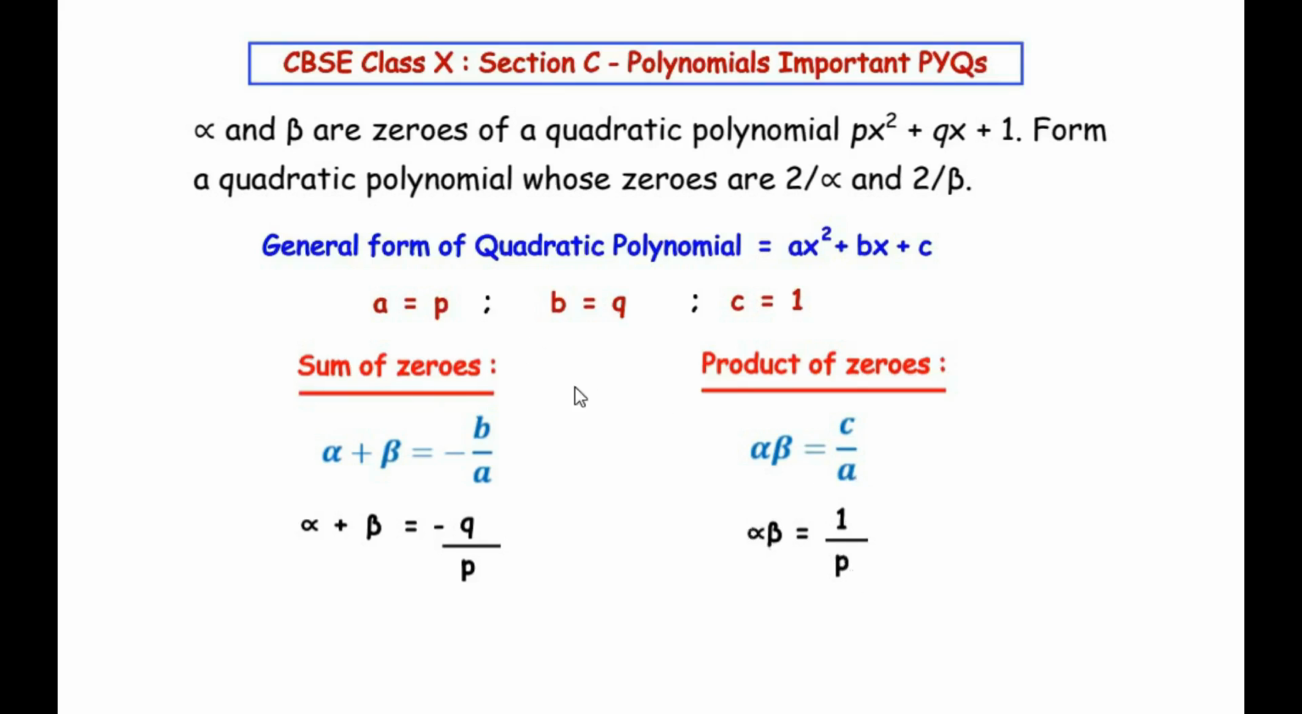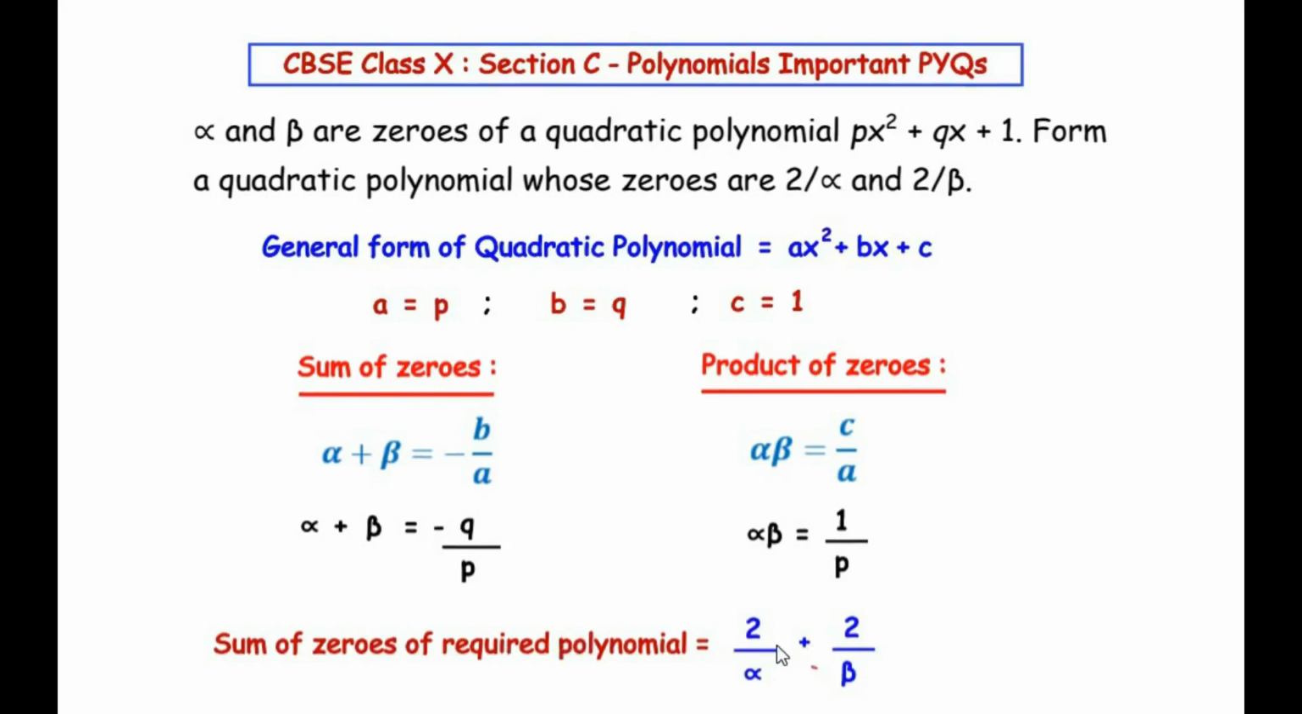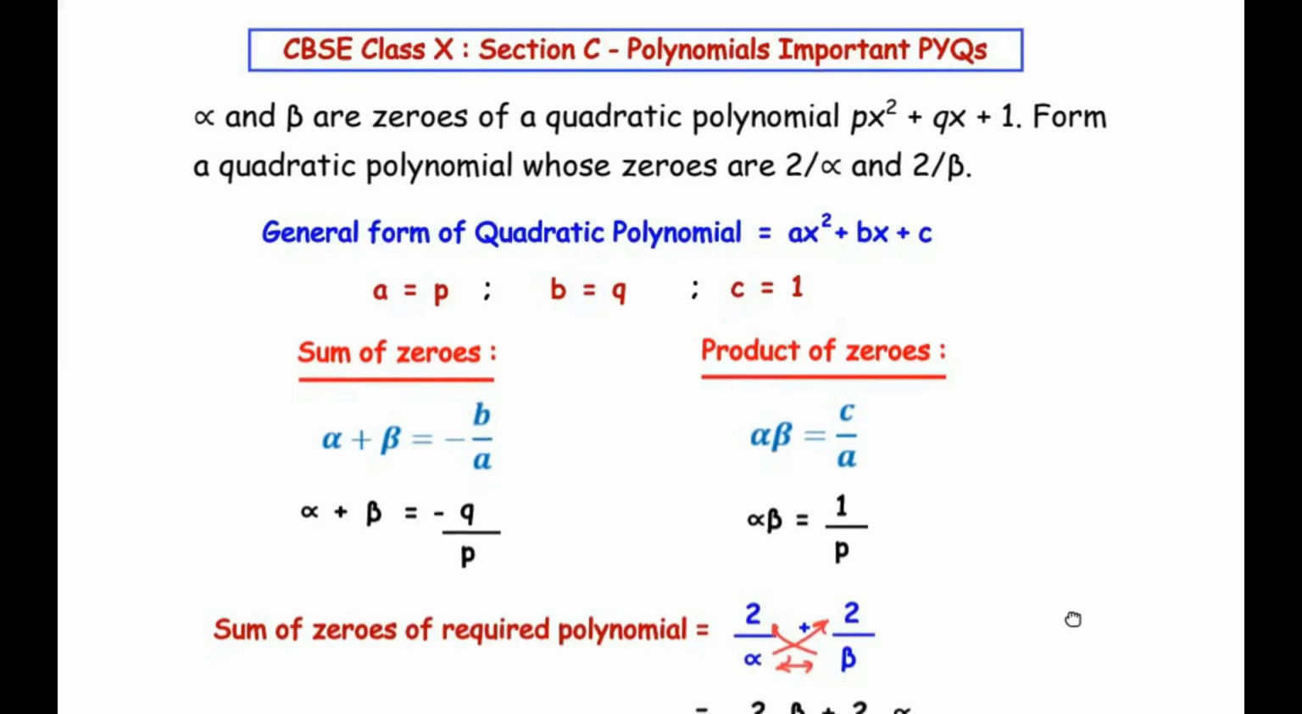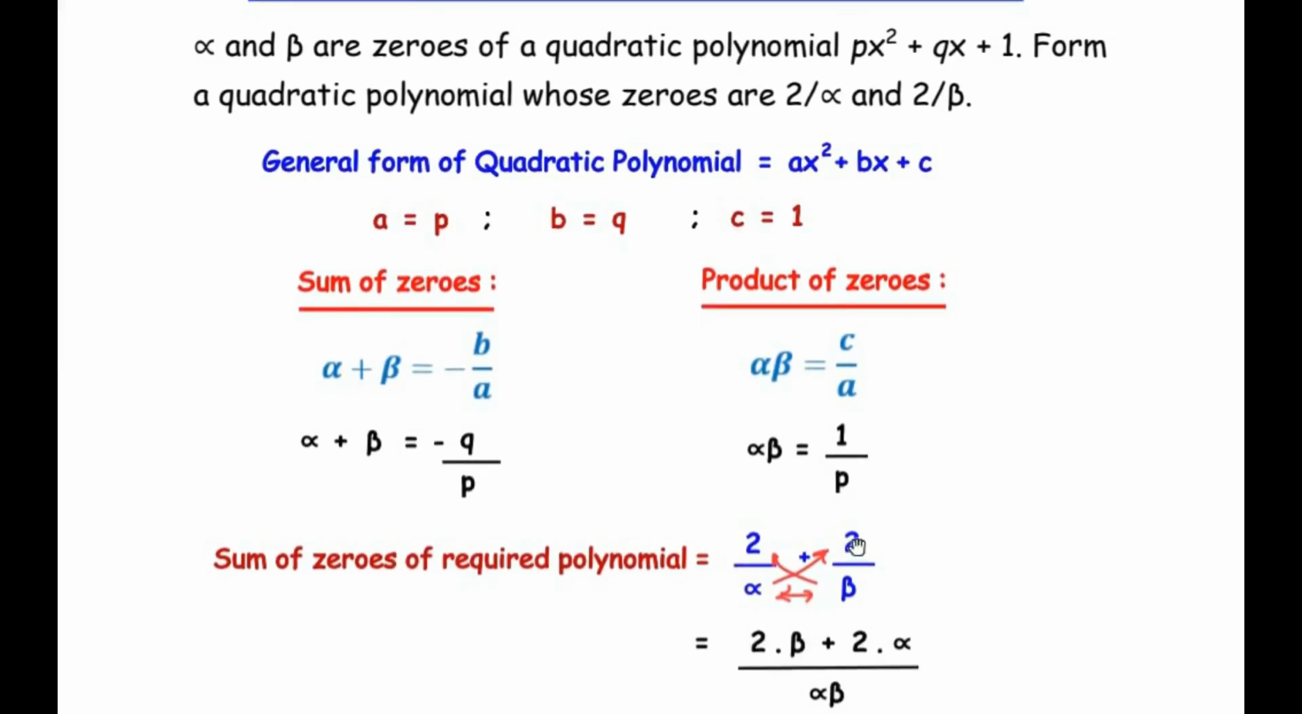Now once we have got the sum and product of zeros of this polynomial, let us focus on the zeros of the second polynomial which we need to find. So here, since the zeros have already been given to us, we are going to find the sum of zeros of the required polynomial as 2 over alpha plus 2 over beta. Now in the next step we are going to just cross multiply these two. That is 2 multiplies with beta and 2 multiplies with alpha, and the denominators will multiply together. So this gives us 2 beta plus 2 alpha over alpha beta.